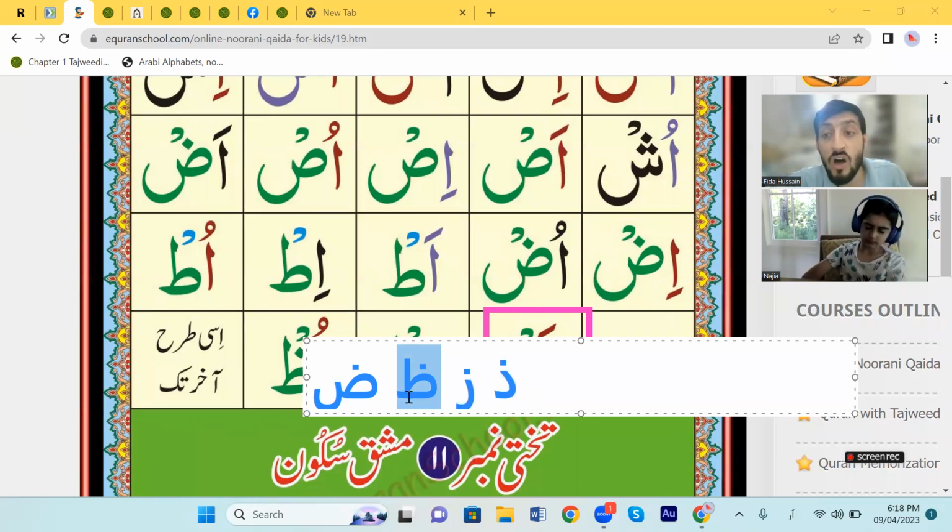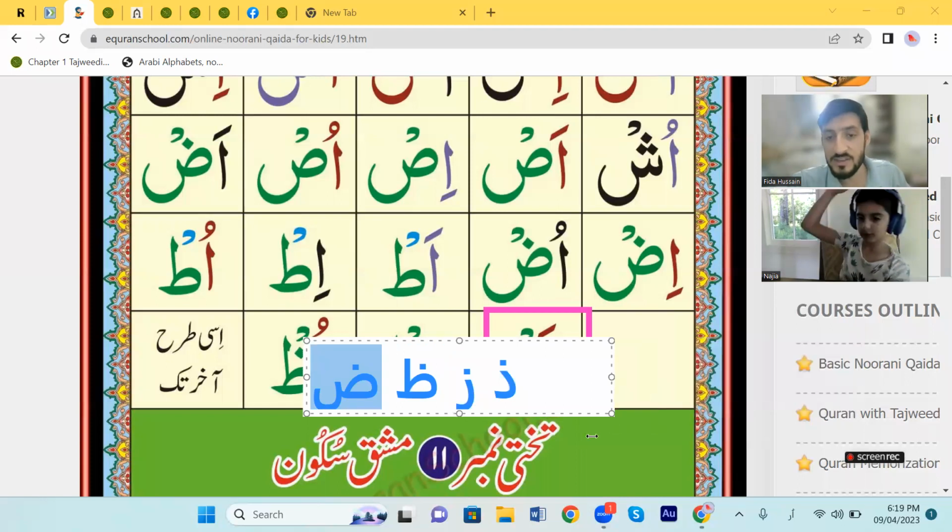But this one is va, not za, not zalim. Zalim means zalim with this za. But this is volume, soft and heavy. And this one is dod. This is not va and za and dal. So how to read them? This one is dal, this one is za, and this one is va, and this one is dod. Got it? Yes, in this way, you need to read them properly.